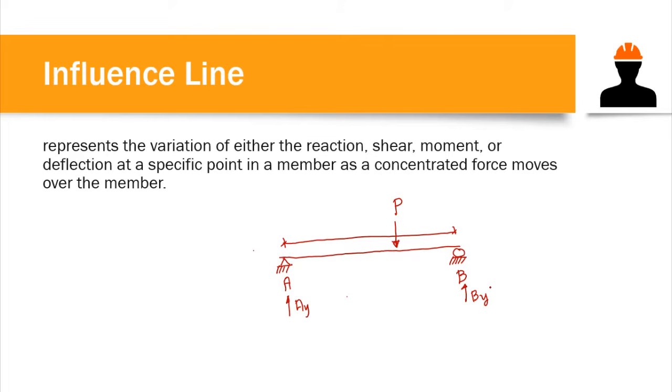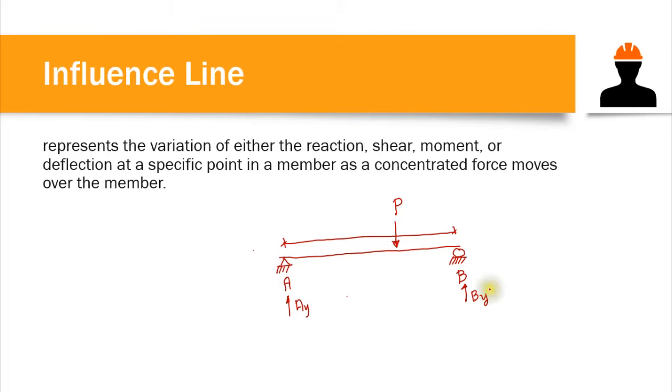So influence line is used to observe the behavior of our reactions as our load is moving across the beam. Again, as our load P is moving, there are also changes in the reactions, in the moment, or deflection at any specific point in our beam. And influence line is used to determine where the load P should be placed in order to determine the highest moment, the maximum shear, and the maximum deflection of that specific point in the beam. So that's the purpose of influence line.